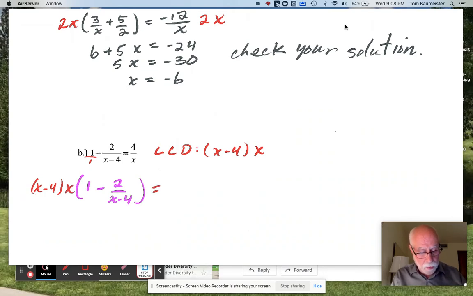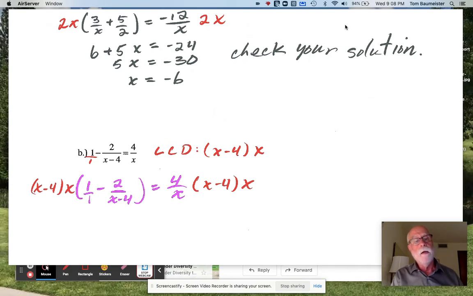And then same thing on the other side. The 4 over x, excuse me. And I'm multiplying it by x minus 4 times x. And we're going to do the same thing as we did on the last one. And here, let me go ahead and put this over 1 again for you.